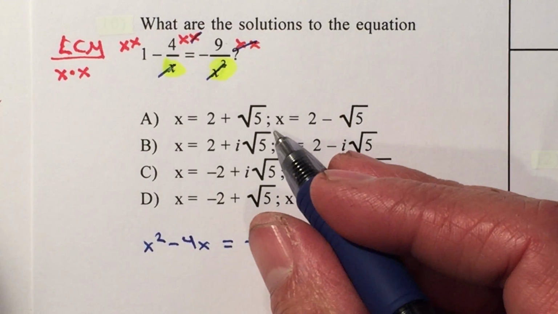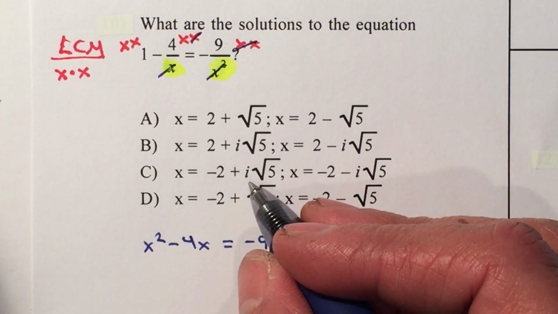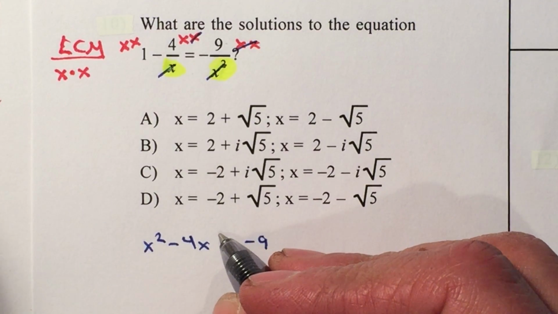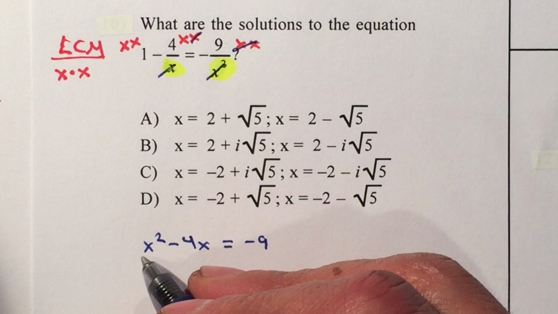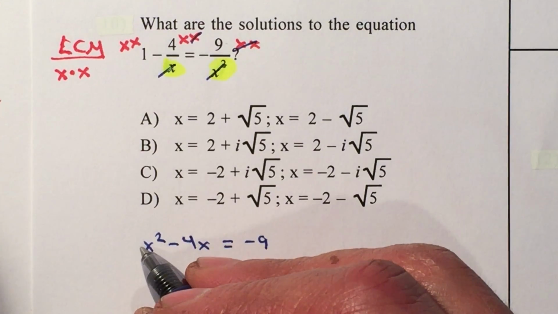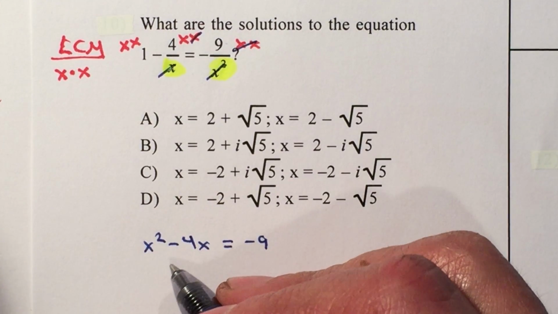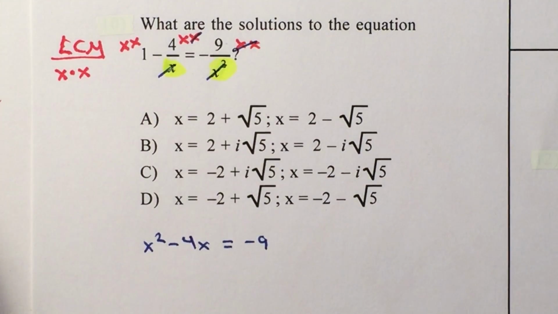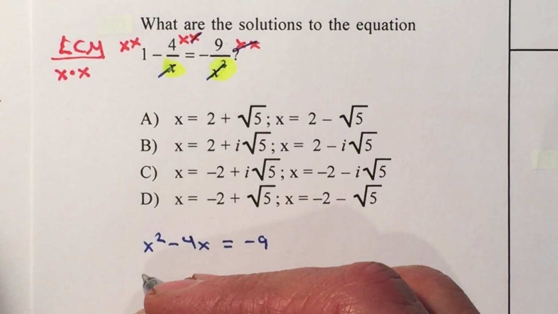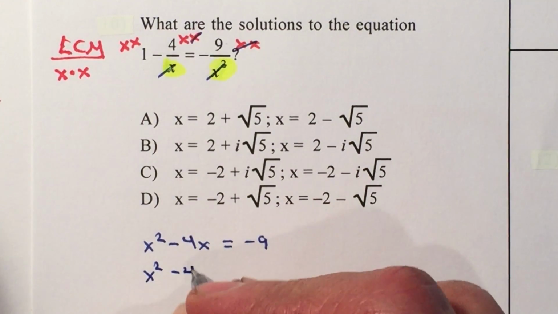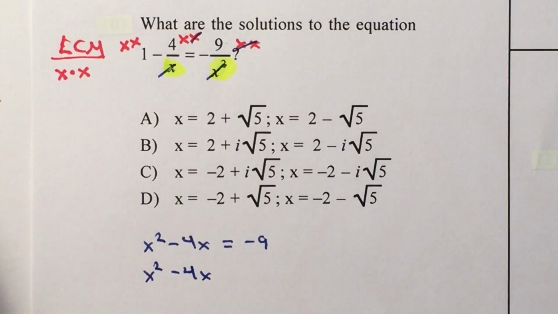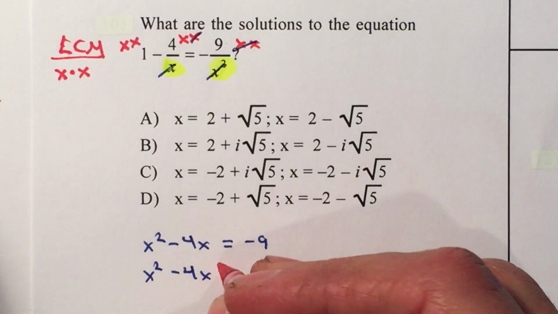If you notice in your solutions they have a square root, they have an i, so therefore I won't be able to factor it. Since there's no leading coefficient, or just a coefficient of 1, and this is even, I can complete the square. First, I'm going to make some space to complete my square. x squared minus 4x.